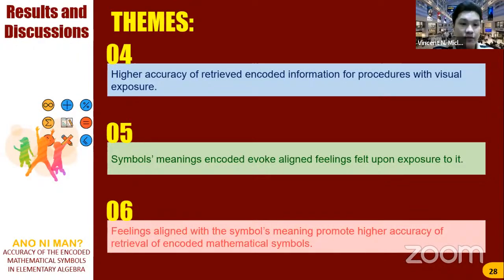For theme number 6, feelings aligned with the symbol's meaning promote higher accuracy of retrieval of encoded mathematical symbols. However, even though there is a classification of the feelings felt for each symbol, we were able to observe that most of the mathematical symbols with feelings aligned to it obtained higher percentage accuracies.